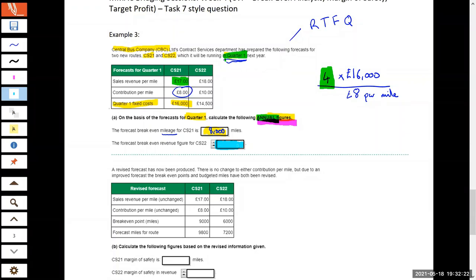Okay. The forecast break-even revenue for CS22. Brilliant. Well done, Elna. Okay. Sophia, I just want you to watch along closely. I'm not sure what your answer is for that. I don't know if it's a mistype. The previous answer is 8,000. We're going to go through this now, the forecast break-even revenue.